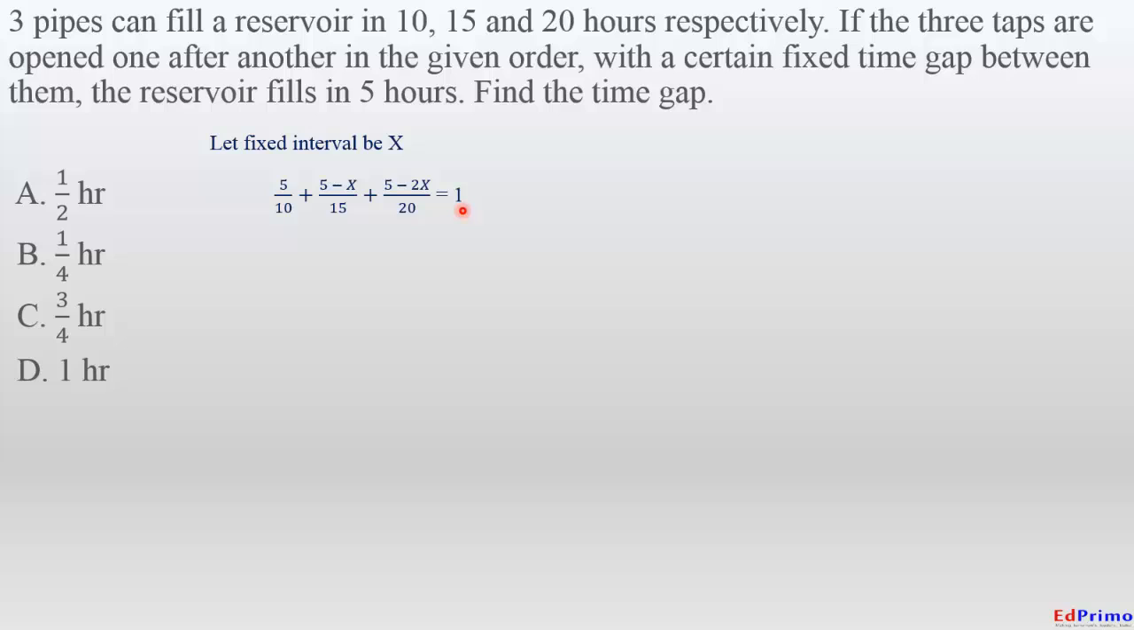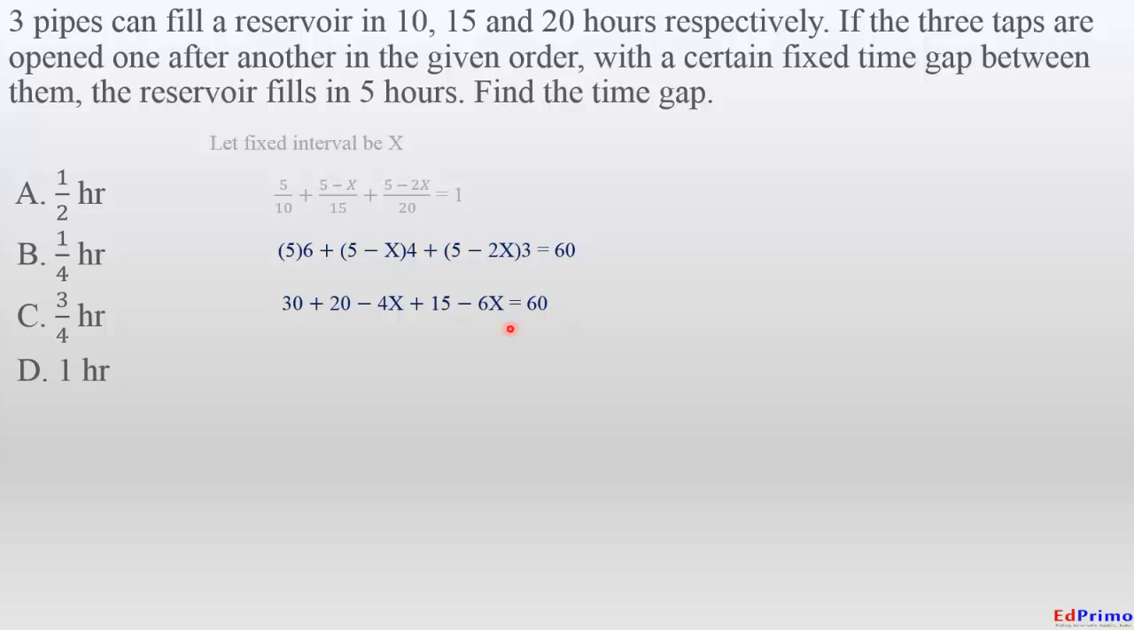Once this equation is arrived at, the rest of the problem is just simplifying this equation to find the value of x. What we do is find out the LCM, which will be 60. Take 60 to the other side and simplify the numerator. We multiply 6 into 5, 5 minus x into 4, and 5 minus 2x into 3, which on simplification will get 30 plus 20 plus 15, that is 55, minus 4x minus 6x, that is minus 10x, is equal to 60.